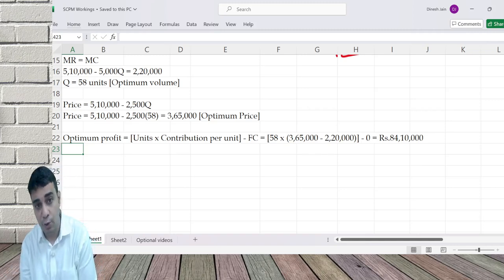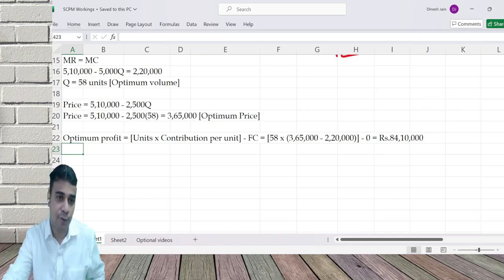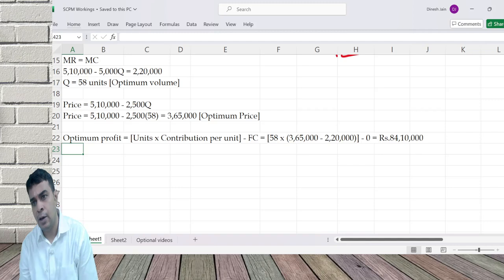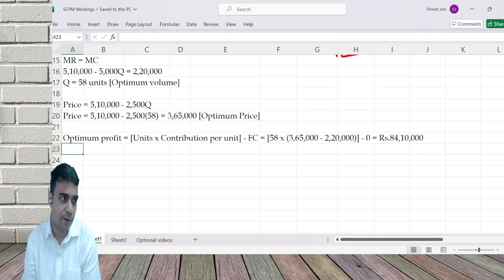And if I increase the price, it will go down to 56 units. 56 into 1,50,000, again 84 lakh. Price reducing, price increasing, both will reduce my profit. Any doubts on this? Clear?